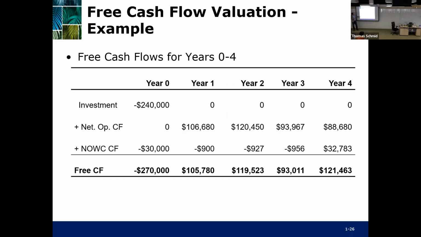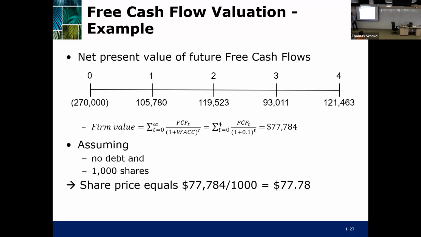We do now have the free cash flow for these 5 years. So what is then the entity value or the firm value? Well, just discount the future cash flows using the WACC, and you have it. The firm value is the sum of these cash flows. So these are the free cash flows. We discount them to today's value using the WACC, which we said was 10%. So the entity value is then 78K.